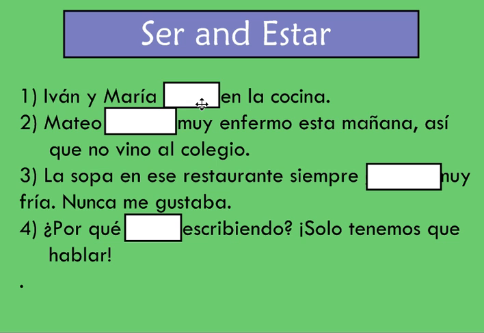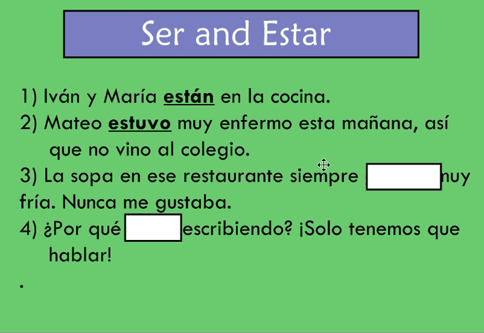Okay, let's check your answers. Iván y María están en la cocina. So we're talking about location there. Número 2, we have an esta mañana, a preterite trigger there. So Mateo estuvo muy enfermo esta mañana, así que no vino al colegio. Número 3, la sopa en este restaurante siempre estaba muy fría, nunca me gustaba. So gustaba there should have been a clue to help you with your tense.